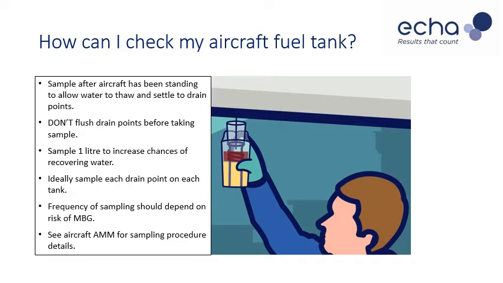It's important to emphasize the need for a consistent sampling procedure. When sampling aircraft fuel tanks, try to maximize the chance of recovering water. Sample after the aircraft has been standing to allow frozen water to thaw and to allow water to collect at a low point. Don't flush away any water present before taking the sample. Sample the very first fluid that comes from the drain point. Taking about 1 litre of sample will maximize the chances of recovering water. Ideally, each drain point on each tank should be sampled. The frequency of sampling will depend on the risk of MBG. So consult the manufacturer's manual or AMM for specific sampling procedure details for your aircraft.